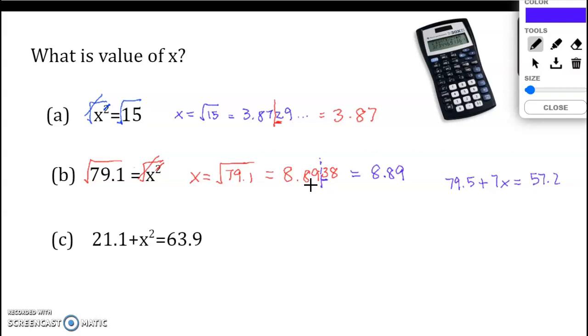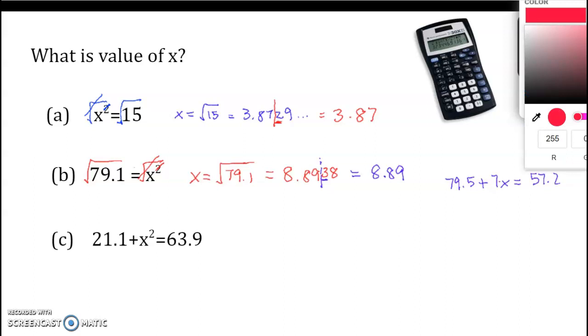It's like opening a present to figure out what's inside. You need to think about what was the very last thing that was done to x. The very first thing that was done to x was that it was multiplied by 7, and then whatever the value was, it was added to 79.5. So to undo, you need to tackle the very last thing that was done to it, which is adding 79.5. How did I undo adding 79.5? I subtracted 79.5 from both sides.